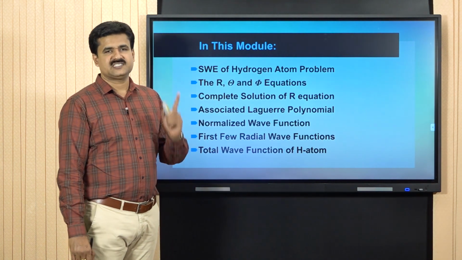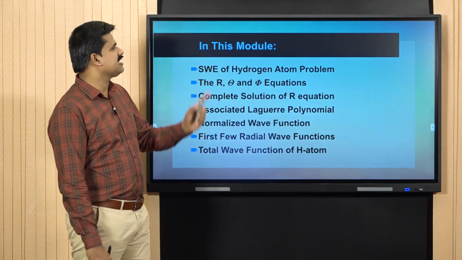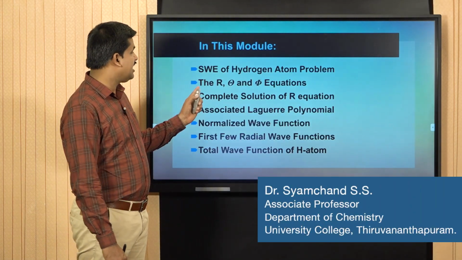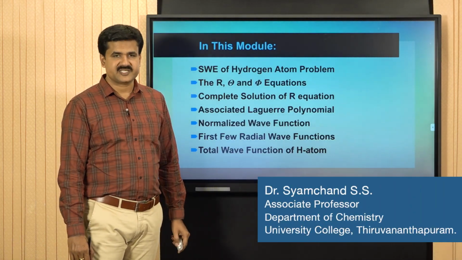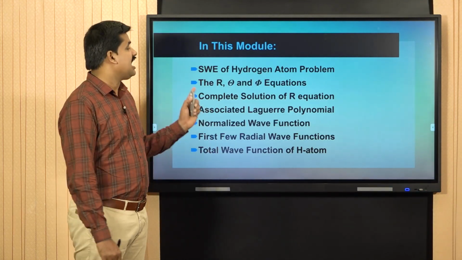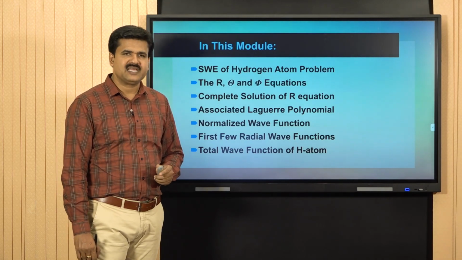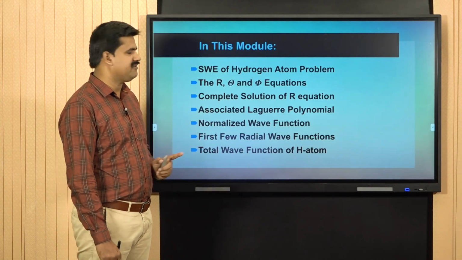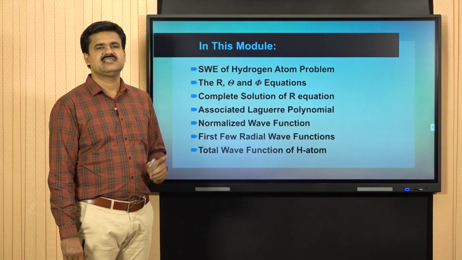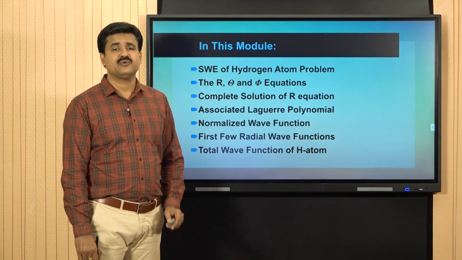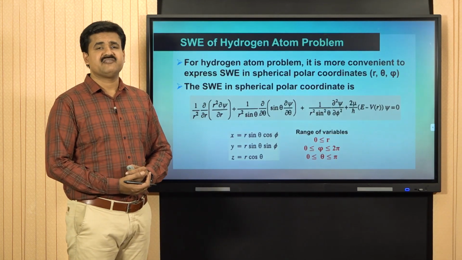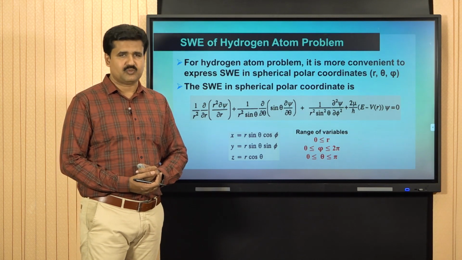The contents of this module are the Schrodinger wave equation for the hydrogen atom problem, the R, theta and phi equations, complete solution of the R equation, associated Laguerre polynomial, normalized wave function, first few radial wave functions and the total wave function of the hydrogen atom. First of all, the Schrodinger wave equation for the hydrogen atom problem.